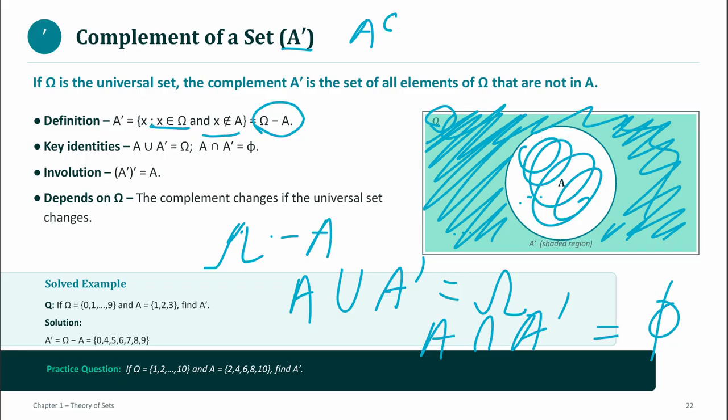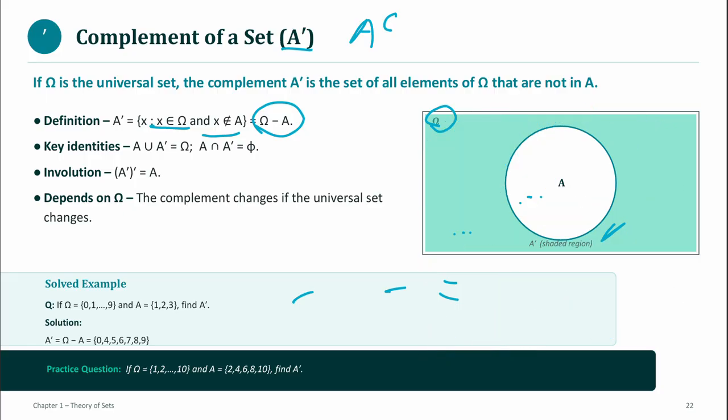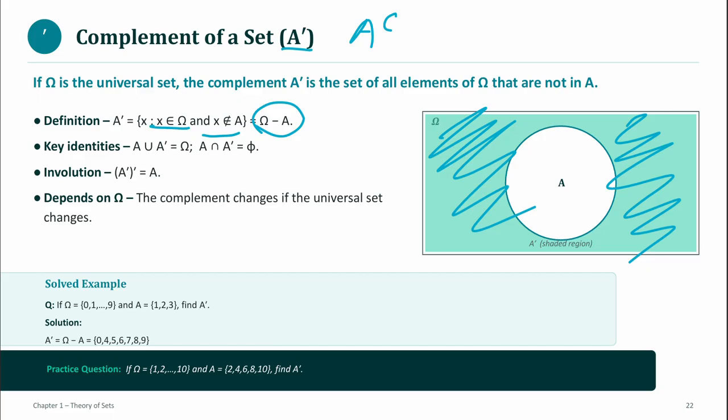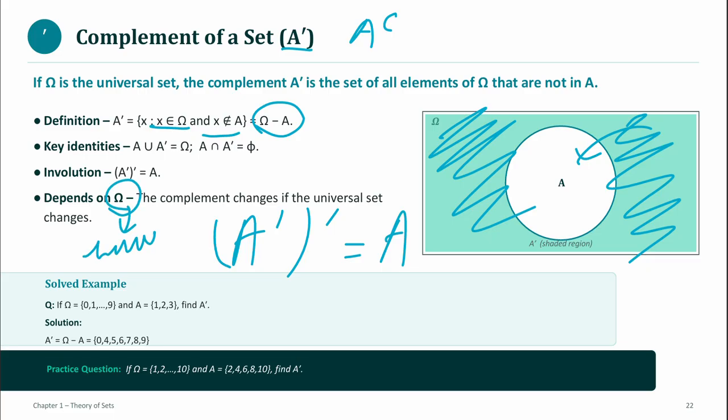Fine. Now involution: if I do A dash of dash, I'm going to get A itself. What do I mean by A dash of dash? What is A dash first of all? A dash is this area. If I take the complement of this area also, then I'm going to get my set A itself. So A dash dash is equal to A. It depends on omega: the complement changes if the universal set changes. So it just depends upon our universal set only.